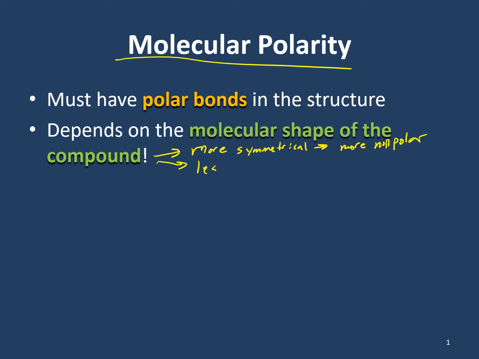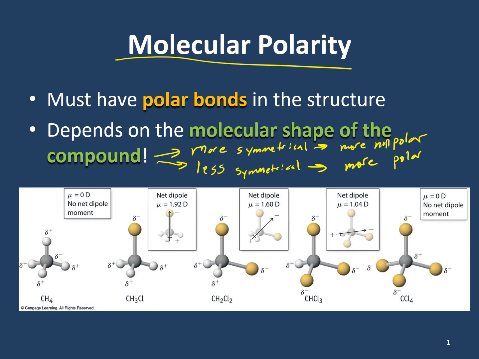The less symmetrical means the more polar it is. Now, this is under the assumption that we have at least a single polar covalent bond within the molecule. So this can be shown in these 5 molecules below. And if we look at these 5 different molecules, what we're doing is adding a chlorine each time as we go from left to right.